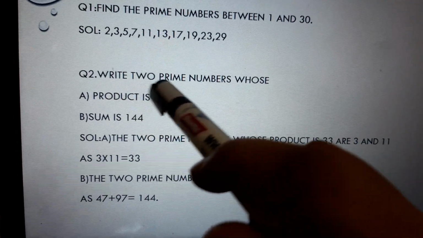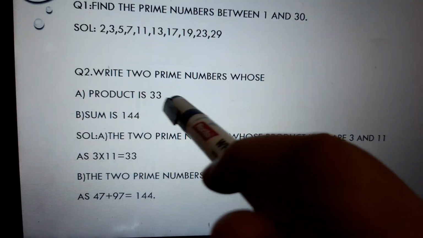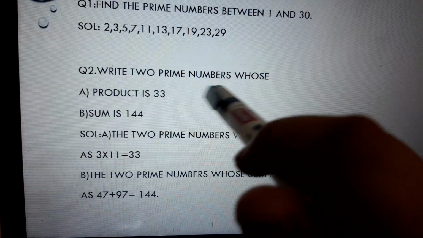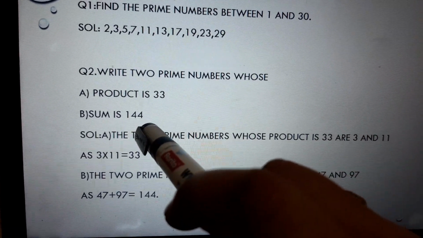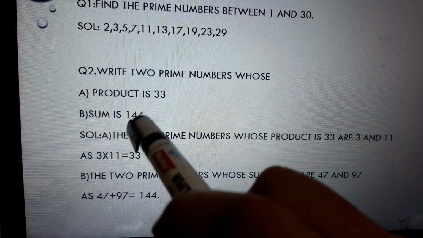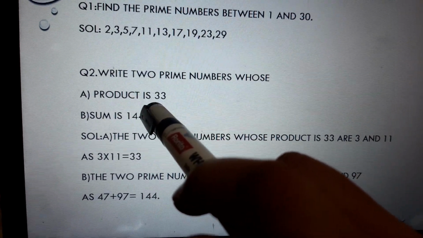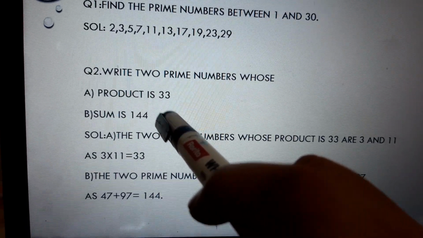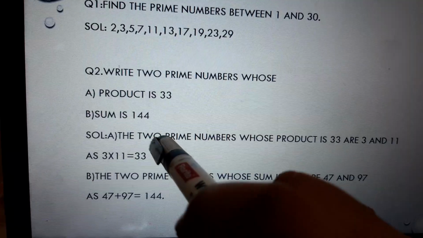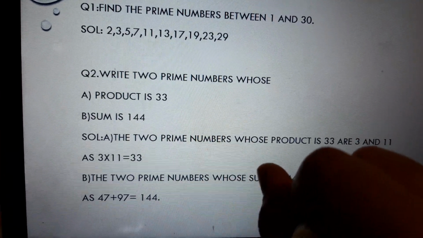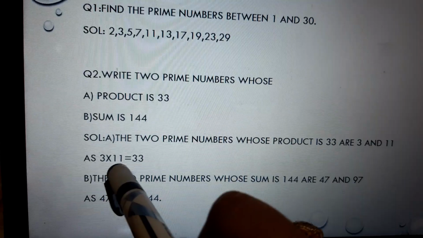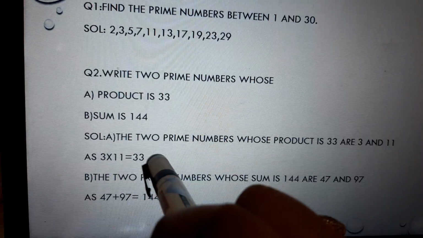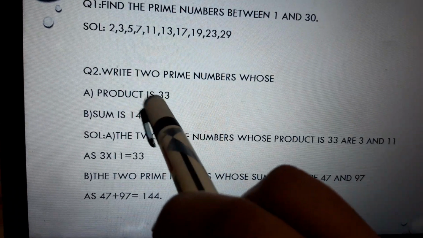Second question is, write two prime numbers whose product is 33 and sum is 144. So you have to find a pair of prime numbers whose product is 33 and sum is 144. Now product is 33. How we can get the product as 33? If I multiply 3 with 11, the answer is 33. Now I will check the two prime numbers whose product is 33 are 3 and 11, as 3 multiplied by 11 is 33. So this is the answer for A part. 3 and 11 are two numbers whose product is 33.